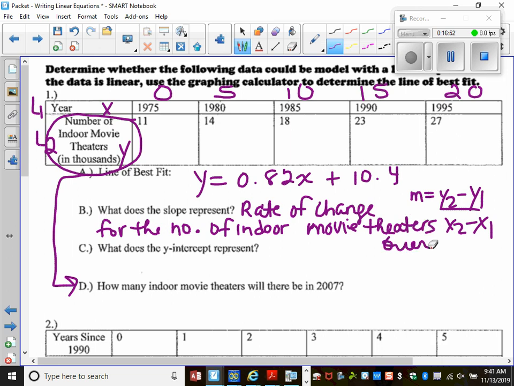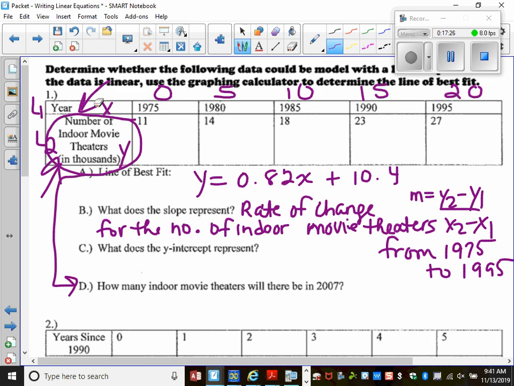Over time. Now you can say from, let's actually put from, I like that better, from 1975 to 1995. That is what it means, because my y's are at the top, which would be this column here over this column here, okay? So now, what does the y-intercept represent?